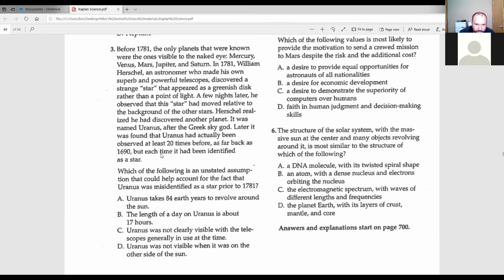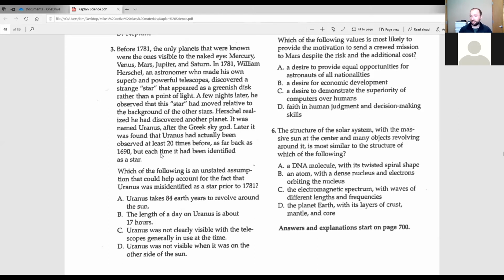So the first two I would eliminate are A and B. We're not concerned with the amount of Earth years it takes the planet to orbit around the sun, and we're not concerned with the length of the day. In other words, we're not concerned about it in relationship to, does that account for why people would think that it was a star? No, that doesn't really matter. So it's clearly going to be C or D.